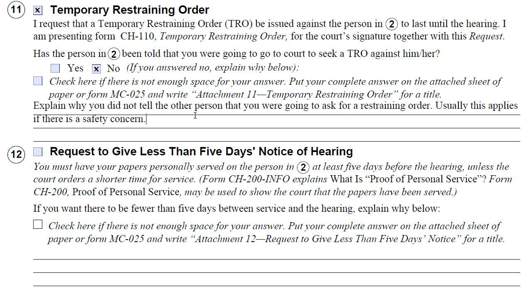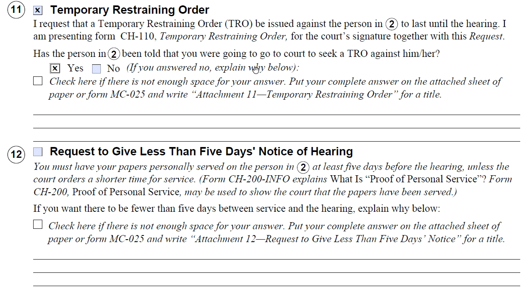If there's any other reason you can think of why it just would have been impossible or not a good idea to tell the other person, just write that in there. It's fine. If, on the other hand, you did tell them you were going to ask for a restraining order, then just mark the box there that says yes.